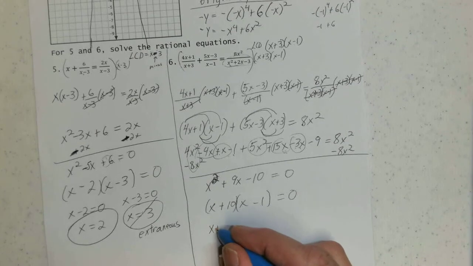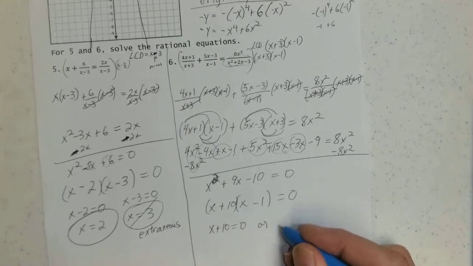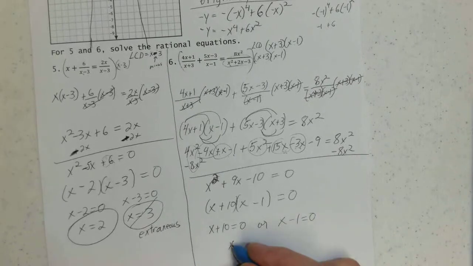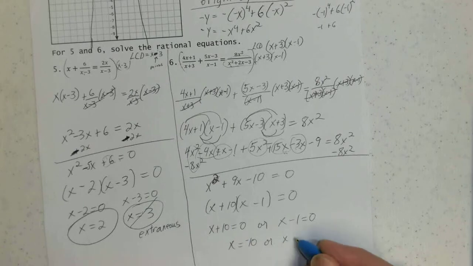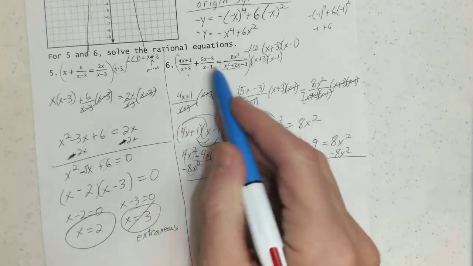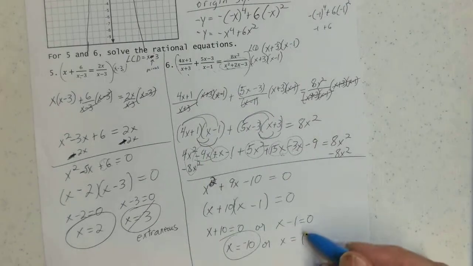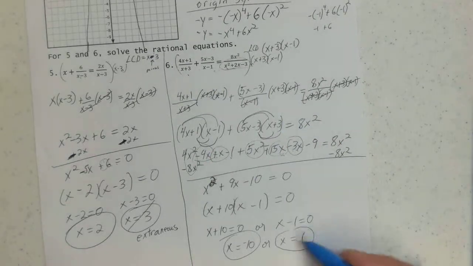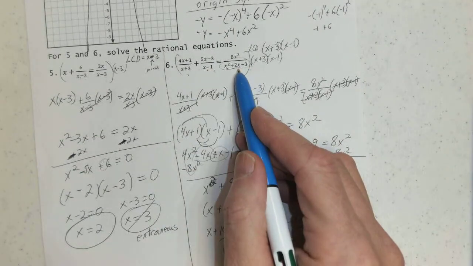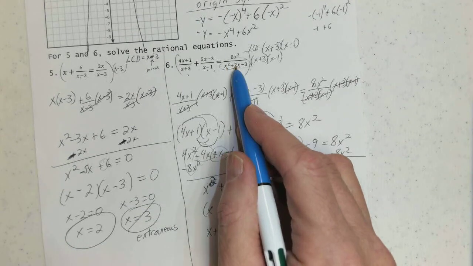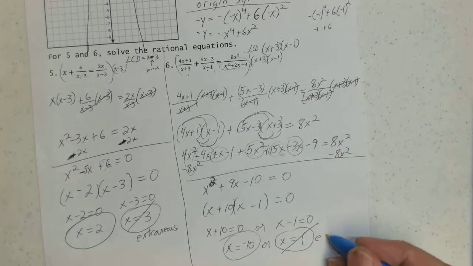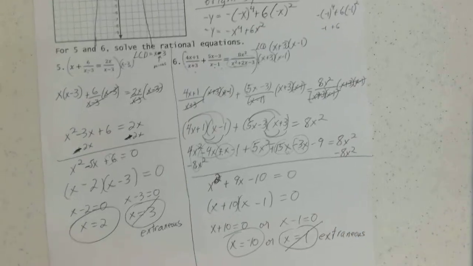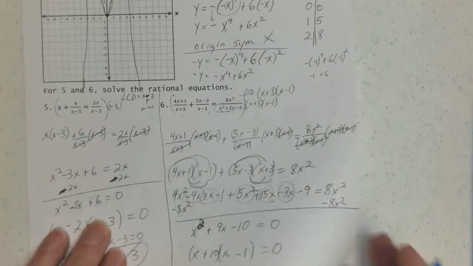And x plus 10 equals 0, or x minus 1 equals 0. So x equals negative 10, or x equals 1. Negative 10 is in our domain, so that's good. 1, oh, this is another one. 1 makes that denominator 0. Yeah, 1 plus 2 is 3, minus 3 is 0. This is another extraneous. So we got a couple to look at in that situation. All right. Next.